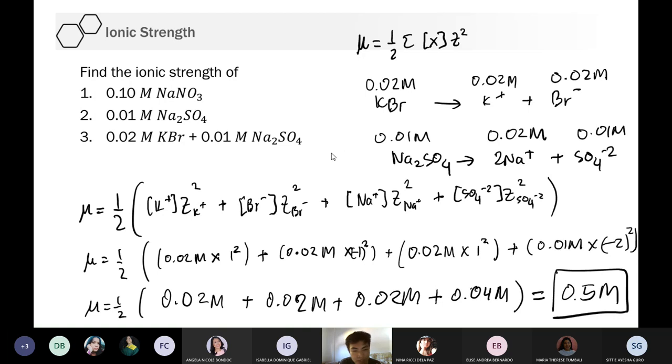Okay? So ano nga ba, para saan nga ba itong ionic strength? Sabi natin kanina, the higher the ionic strength, the greater the diverse ion effect is. No? So, kapag mas mataas yung ionic strength, the more the equilibrium is shifted. Okay? So, ganun lang.